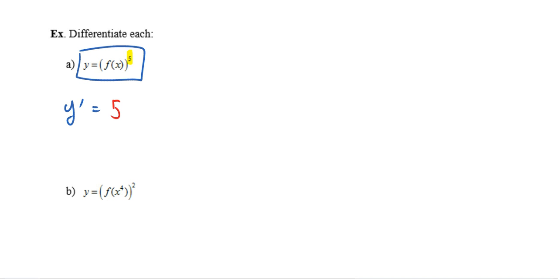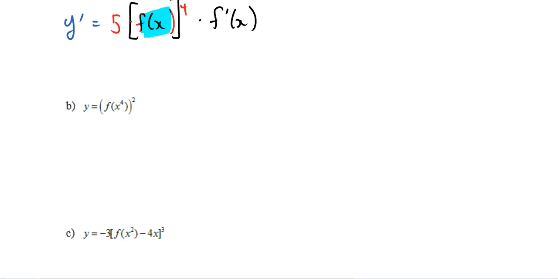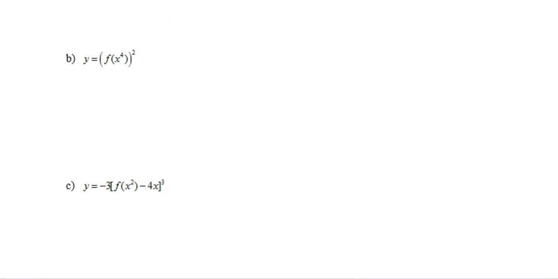So that'll be 5 times f of x to the power of 4, and then I need to take the derivative of f of x here. And let me just kind of put this in a bracket, maybe a bracket would help you here, and that would be f prime of x. Okay, so there it is. There is the derivative for that function right there. Okay, let's look at question number B here. I have bracket f of x to the power 4, brackets closed, to the power of 2.